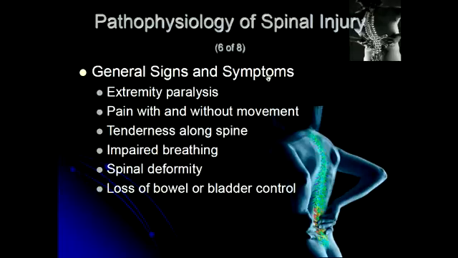General signs and symptoms of injury could include extremity paralysis or breathing problems, pain with or without movement. Tenderness is a tough one because people get tenderness just from the accident in general or laying on a board, but you can have tenderness along the spine. As I mentioned, impaired breathing. This is one you're not going to feel that often, is actual spinal deformity. That's a really bad injury. So that's basically kind of a rarity. And then there's loss of bowel or bladder control. I think the top things here really should be a patient that's complaining of numbness or weakness in their extremities, or someone who has pain or movement.